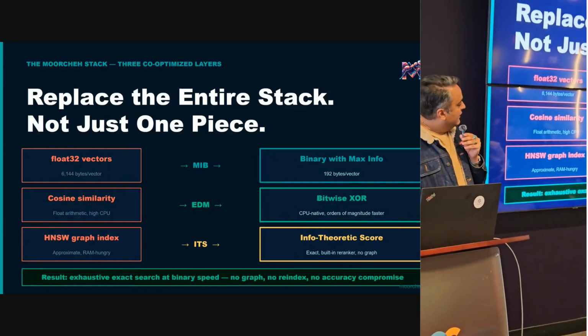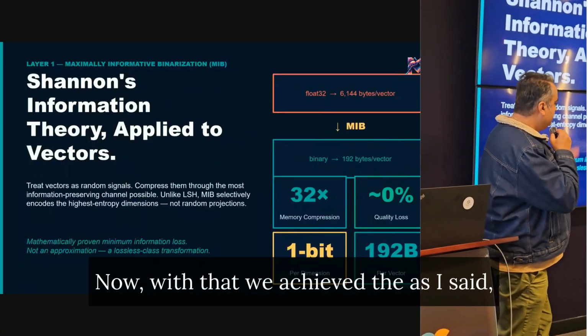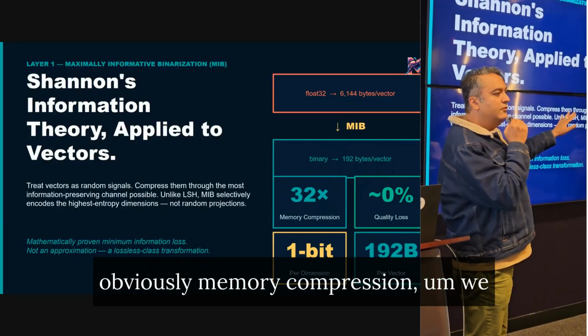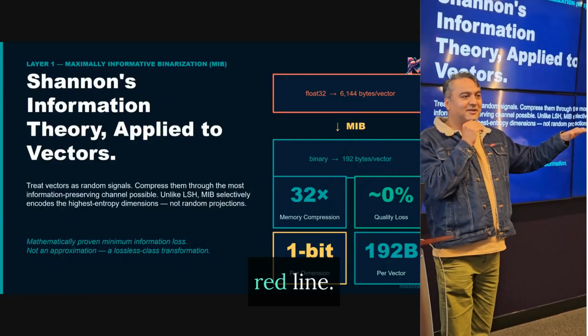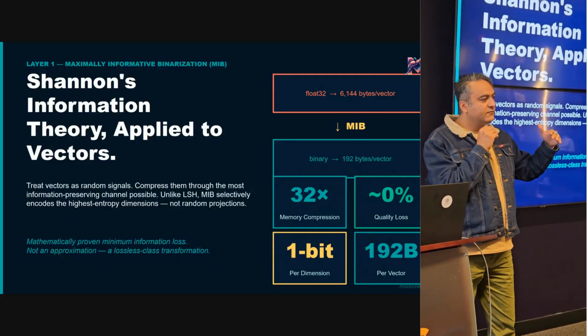Okay. Now, with that, we achieved, as I said, obviously memory compression. We don't lose accuracy. This is like our red line. We did a lot of MAIR benchmarks.